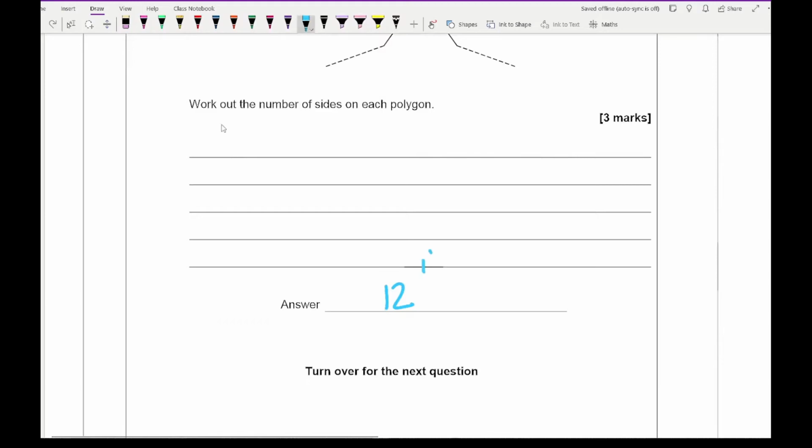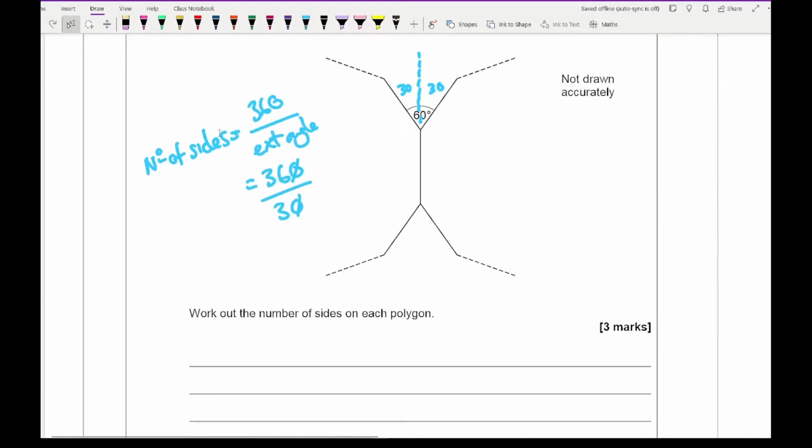Now for the 3 marks, I'd say 1 mark definitely for the 12, 1 mark for recognizing that you've got 30 degrees, and 1 mark for the use of the formula.